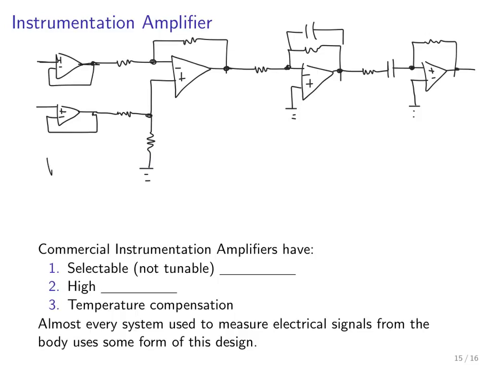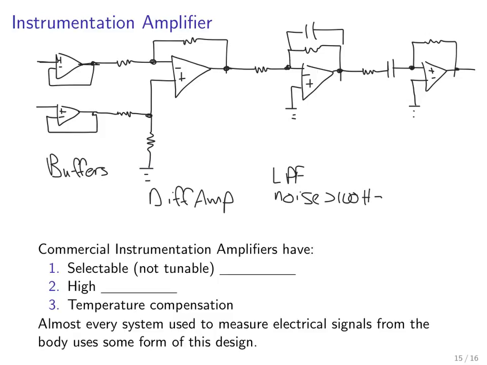So, again, we have the buffers here. Then we have the differential amplifier. Then we have a low-pass filter. And the low-pass filter is used to weed out noise that's over about 100 Hertz for an ECG amp. And the high-pass filter here will be used to remove DC offsets and drift, very slow drift.